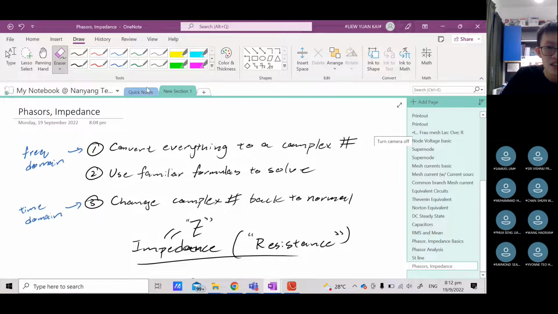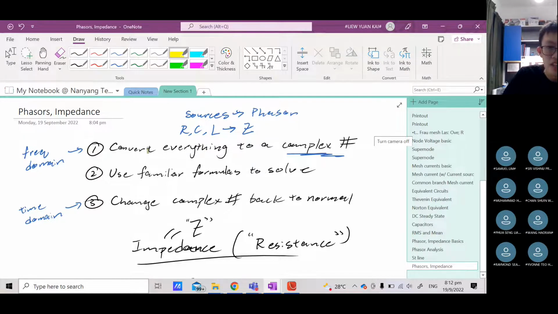So let me explain step 1. Step 1, they say change everything to complex numbers, right? So when you see sources, you change them to phasors, which we already learned from last class. And when you see, for example, resistors, capacitors, or inductors, you change them to impedance. You use the formulas that we already talked about.